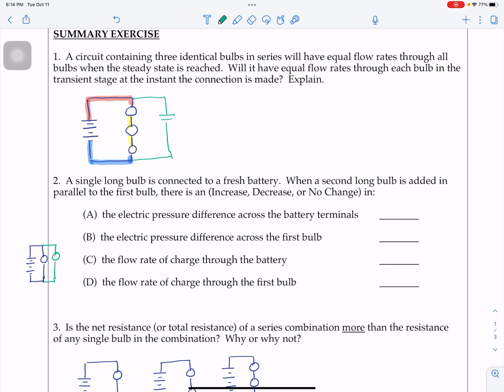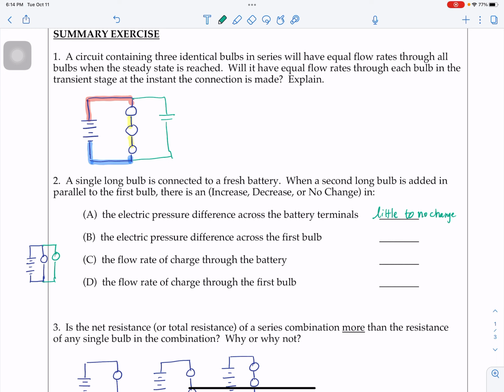Through the circuit. The electric pressure difference across the battery terminals, that's going to be little to no change. The battery pressure difference is determined by the chemicals inside the battery, and so it doesn't matter what's happening in the circuit outside it. The battery terminals are going to essentially be 1.5 volts no matter what.